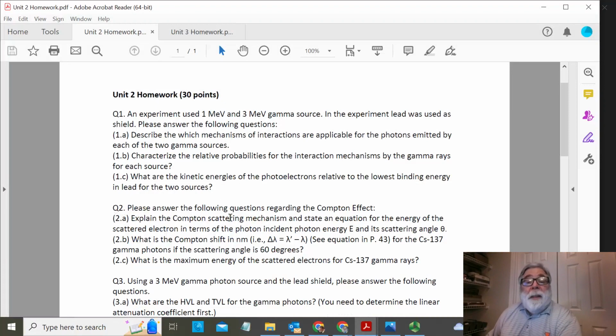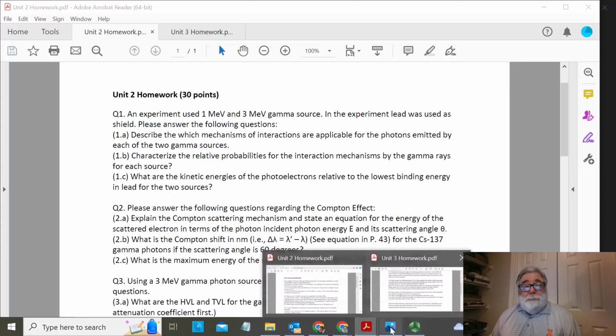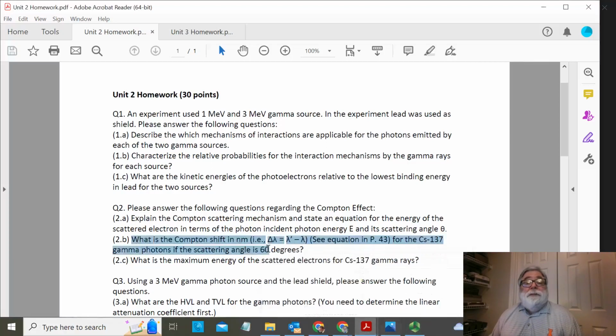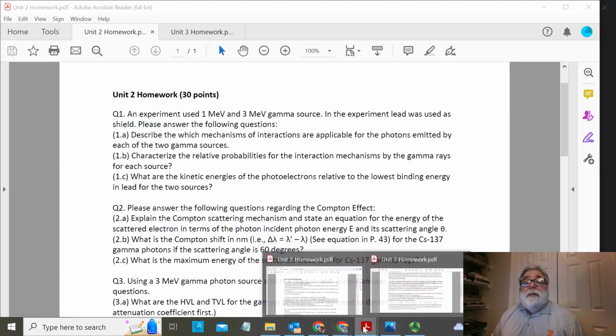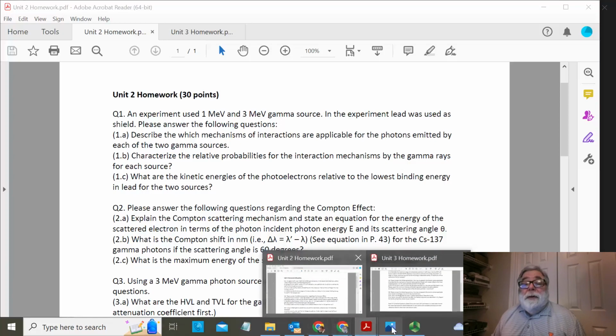Question 2. This is about the Compton effect. So the question here is, first explain it. And I think everyone did a good job. It's an elastic scattering. The photon interacts with an electron. It reduces its energy. Electron picks up its energy. Some people describe some of the kinematics of it. Fine, very good. Next question is to derive a formula for the energy of the scattered electron in terms of the photon's incident energy and the scattering angle of the photon. Okay, so here's what I came up with.